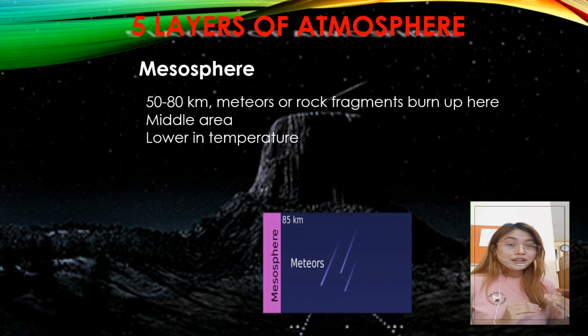Meso means middle, so the middle sphere of the earth. Usually it is the place where all the meteors and rock fragments coming from the galaxy burn up. It is also the blanket used by the earth, serving as protection from these very large and bulky rock fragments and icy objects that visit the earth regularly.